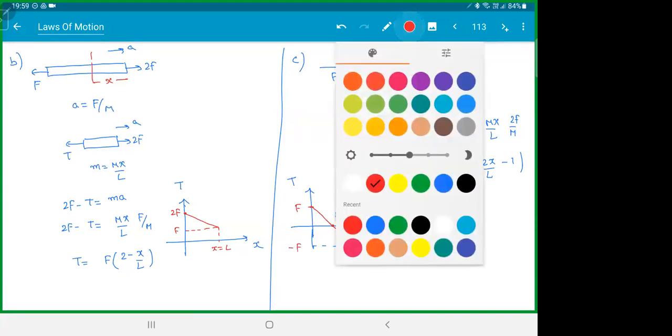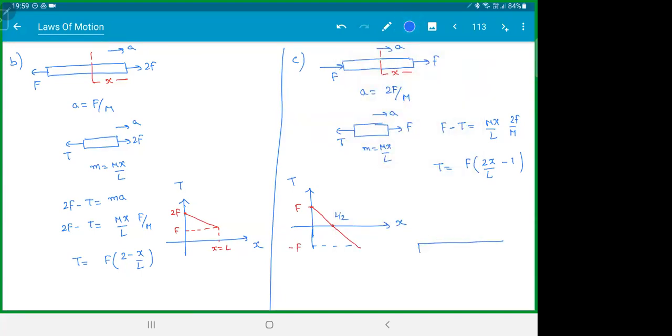The meaning of this is this rod now, the front part of the rod is elongated. So tension is actually pulling. The back part of the rod is compressed. That is the meaning of negative tension. The front part of the rod is elongated, the back part of the rod is compressed. That's why the tension is becoming negative. So negative tension indicates it is getting compressed.